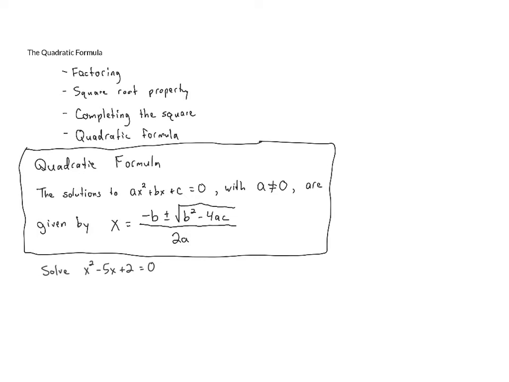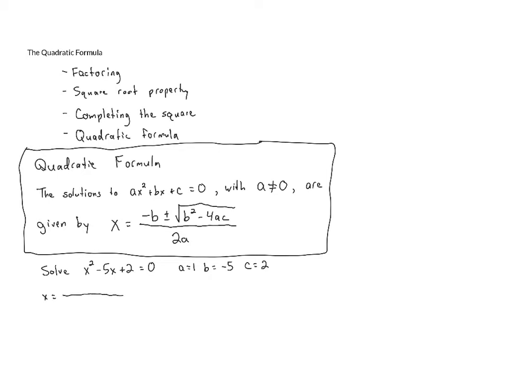Now, first we have to identify what a, b, and c are so that we can plug them in. A is the coefficient on the x squared. So in this case, a is 1. It's that invisible 1. B is the coefficient on the x term. In this case, it's -5. And c is that constant term, which is 2. Now we're going to plug these into the quadratic formula and then evaluate.